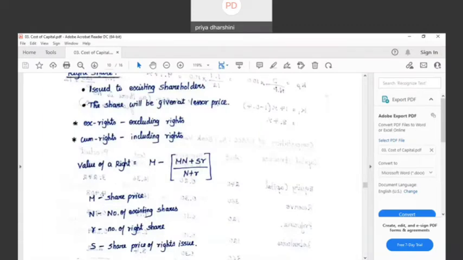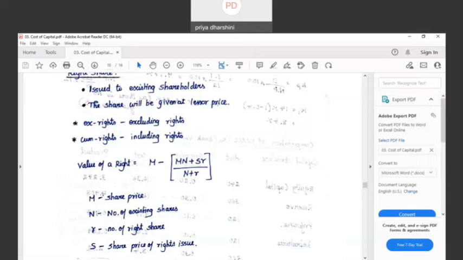What is about right shares? First know what right shares are. For the existing shareholders, the shares may be issued at a later stage at a lower price. That right of issue of shares at a lower price is available only to the existing shareholders. Share issues are of different types: one public issue of shares, then rights issue, bonus issue. In case of bonus issue, there will be no share price. It will be given free of cost to the existing shareholders.